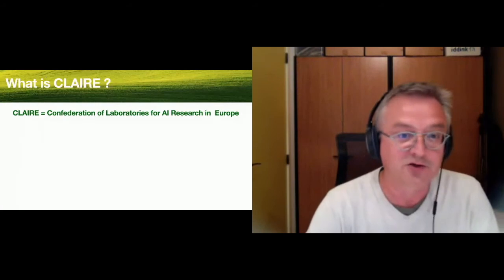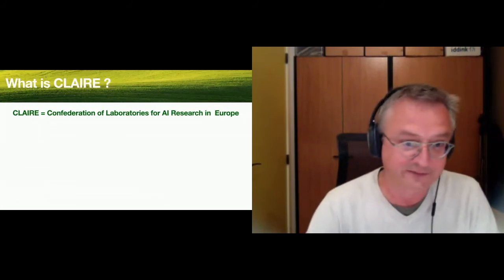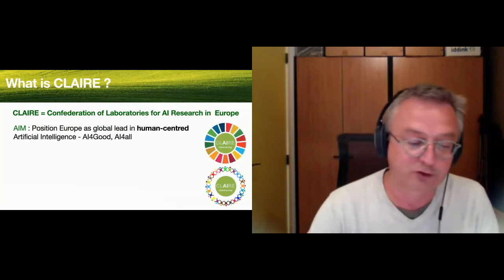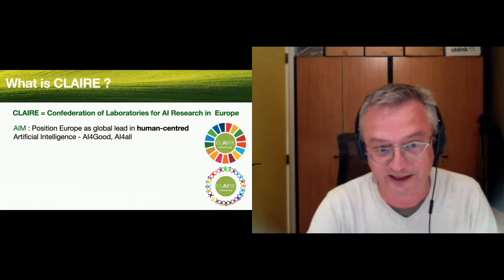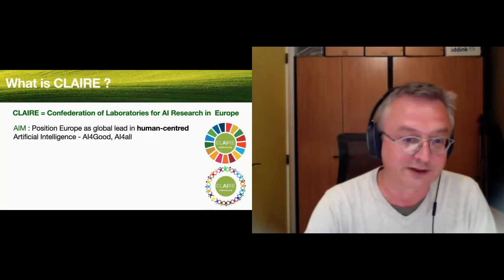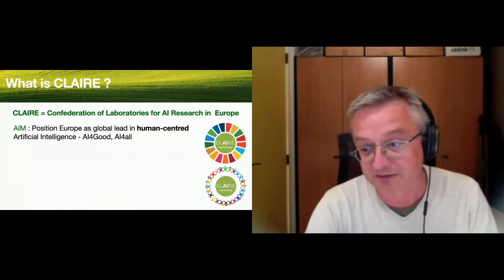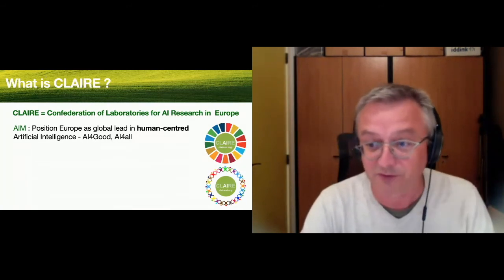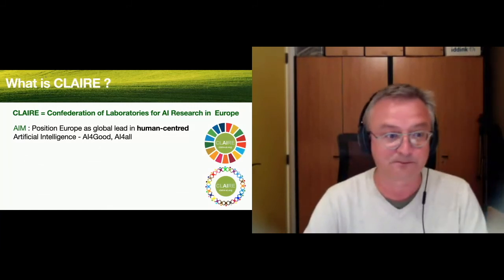And before I can talk to you about Claire, I need to first introduce what Claire is all about. Claire is a confederation of laboratories for AI research in Europe. It has as a goal to become the global lead in human-centered artificial intelligence, with the ambition to do AI research that actually benefits society, and that everybody can benefit from the products produced by these AI tools. That's why it's also AI for all.